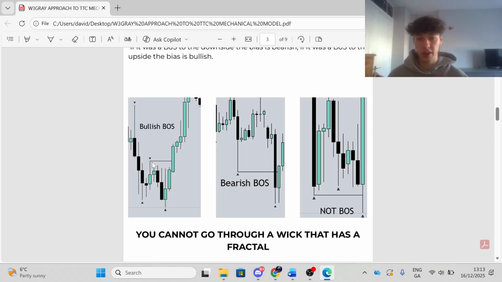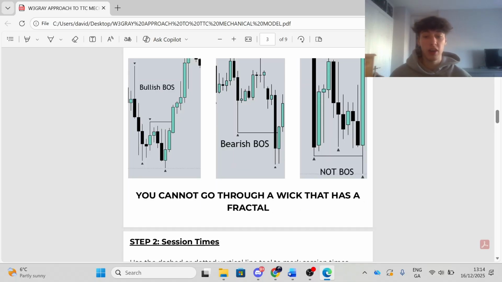As you can see here, the recent break of structure of a fractal. Boom, it goes straight through the body. Now that's your bias for the day, and you're taking buys since it's bullish, it's going up. Bearish break: as you can see here, it's on the downside of a candle and it breaks right through here. Now that's your bias again for the day and you're taking sells. This does not count as a break. As you can see here, it goes straight through and it only hits the wick of a candle. That does not count. And also you can't go through a wick that has a fractal.